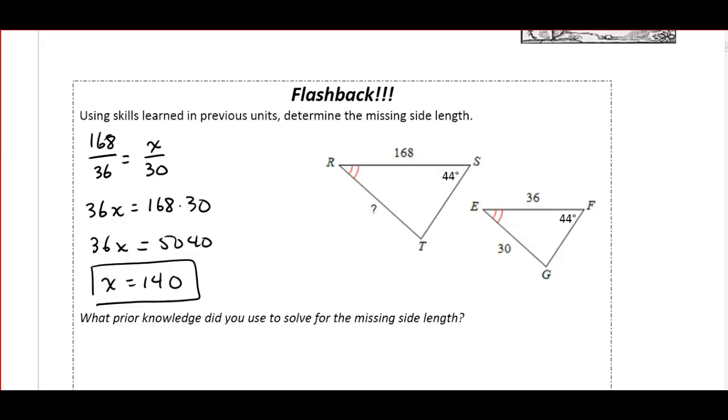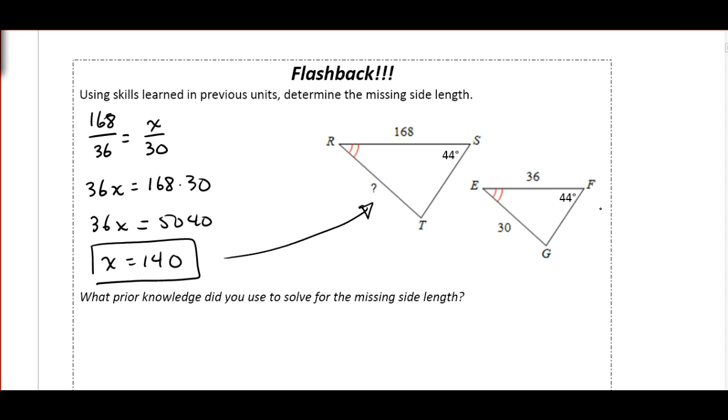So hopefully you got 140 for the missing side here. And basically we can prove that these two triangles are similar by angle-angle similarity because they have tick marks denoting that angle R is congruent to angle E. And we have the measure of angles S and F, and we see that they're congruent. So we have two angles congruent, which is enough to show that the triangles are similar.